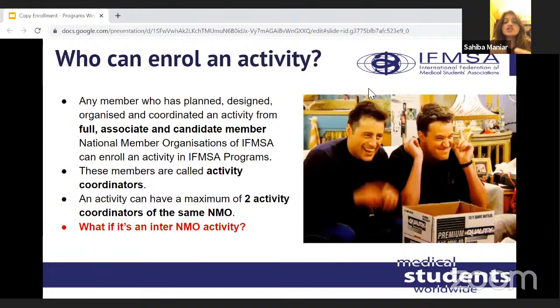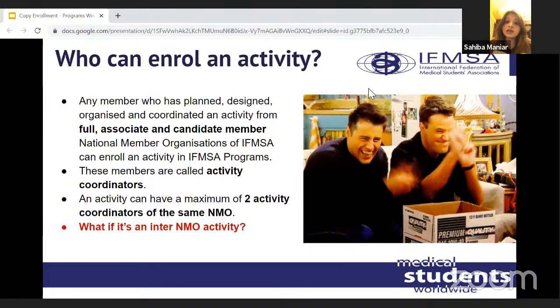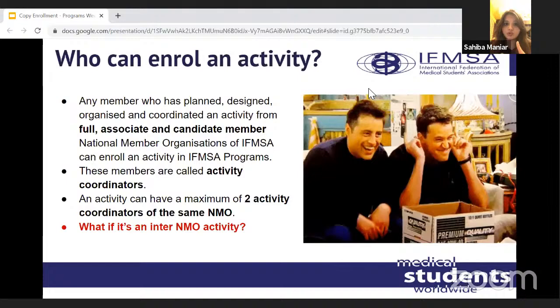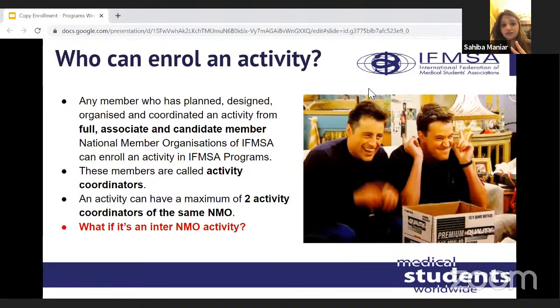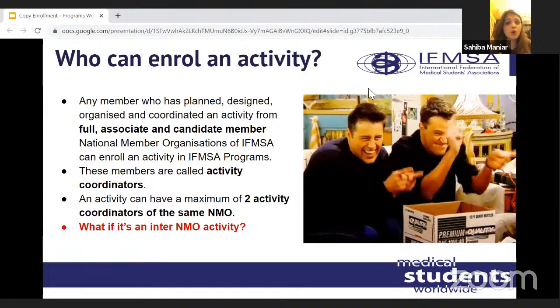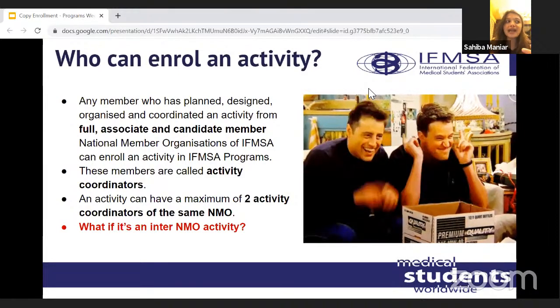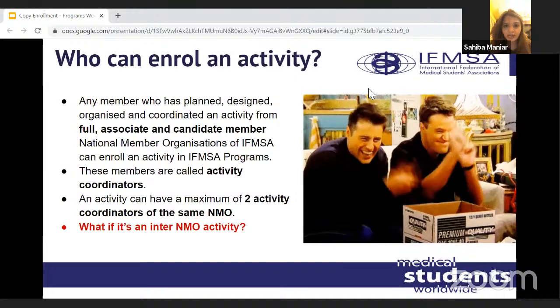And so the maximum number of people that we allow in one activity enrollment is 2. So a total of 2 people can enroll an activity. But what if there are more than that? So of course, the 2 with maximum influence could enroll an activity.